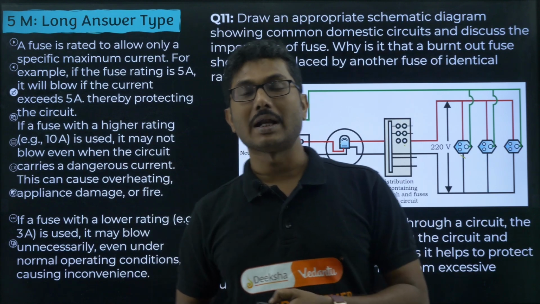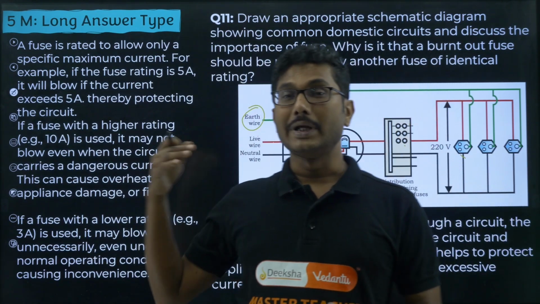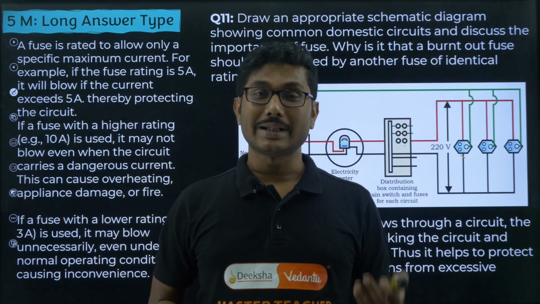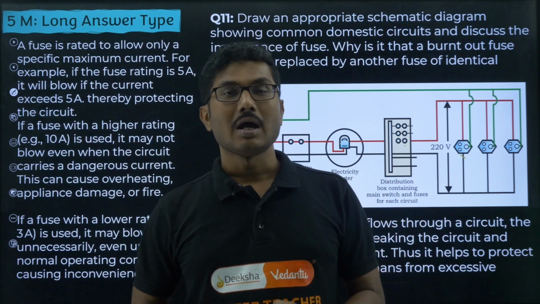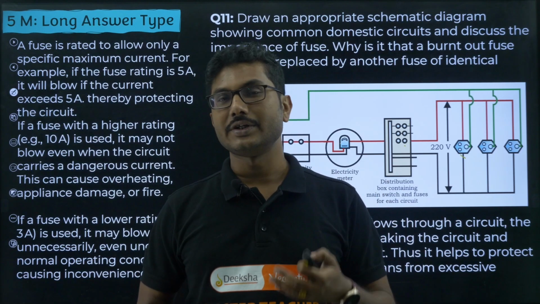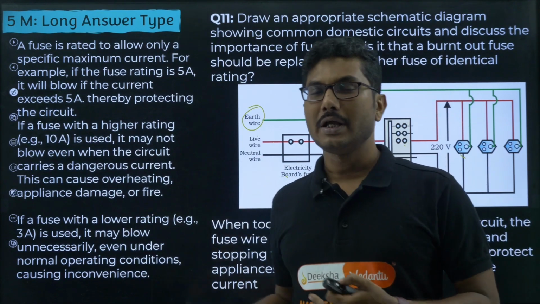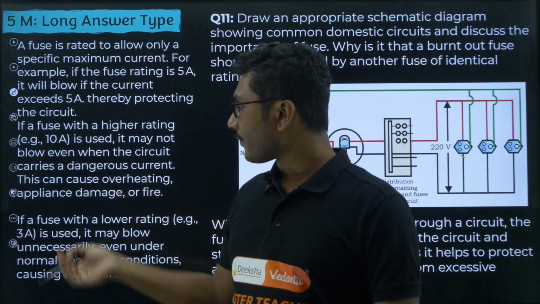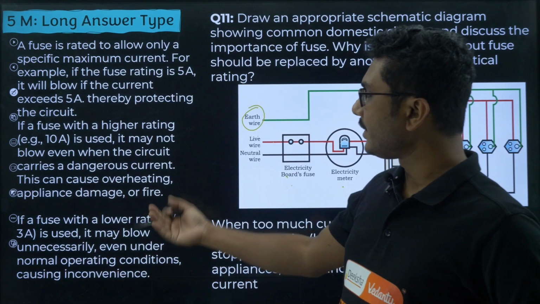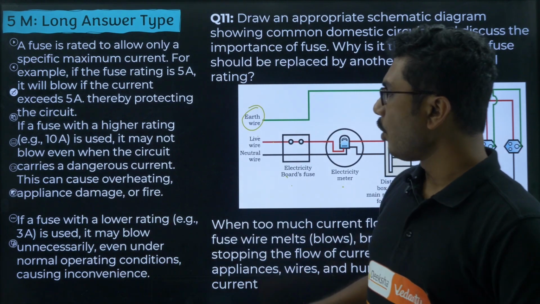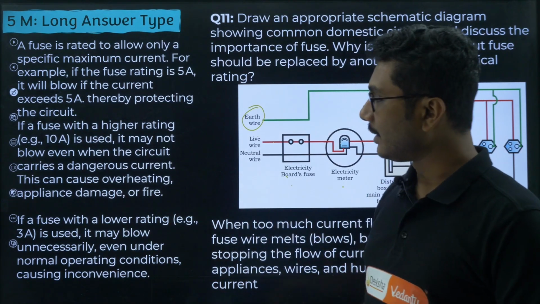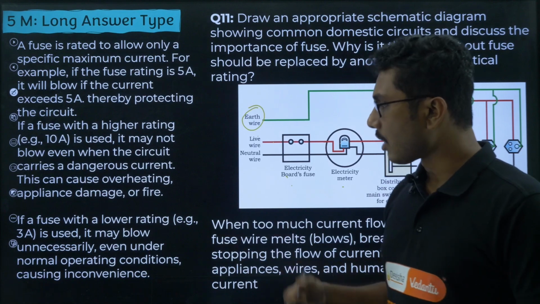You may have heard there are fire incidents in big industries. This is one of the reasons: if the industry is not using proper fuses, there may be a fire, there may be some accidents. What else? If a fuse with a lower rating, for example 3 ampere, is used, it may blow unnecessarily even under normal operating conditions, causing inconvenience.